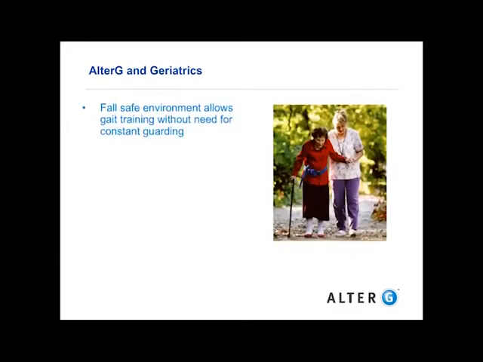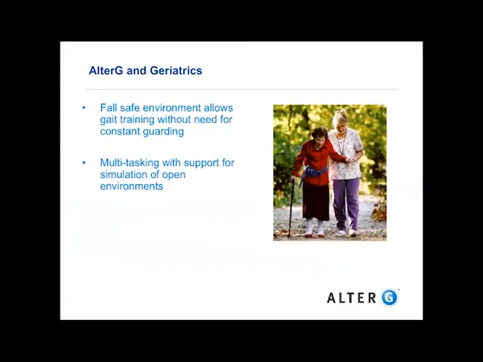So the fall-safe environment of the AlterG allows patients to work on their gait patterns, and they don't require constant guarding. As a physical therapist, we always put patients into a gait belt, and we're right by them in case something happens. Well, in the AlterG, it's a fall-safe environment. If you have body weight support, the patient, even if they slip, they're not going to land or they're not going to hit the treadmill.